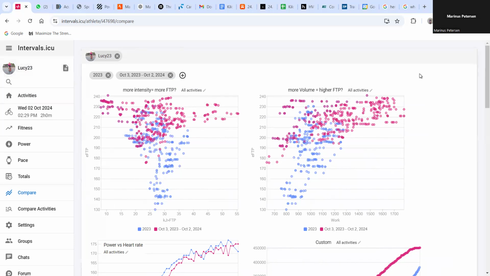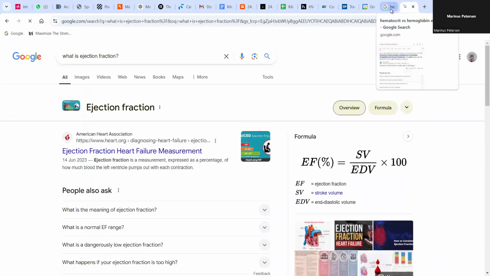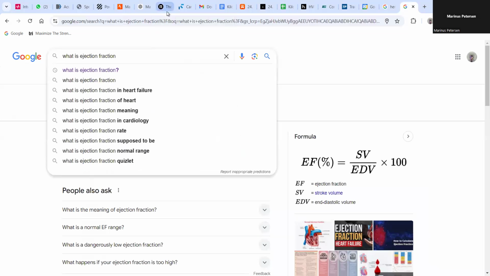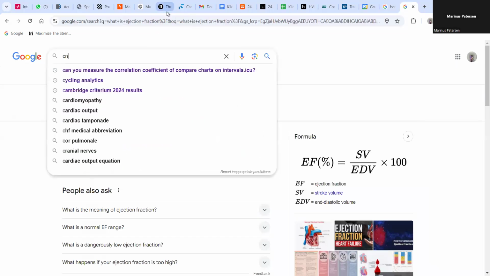So what is going on here? Let's talk about central versus peripheral adaptations. Let's get a nice diagram up.